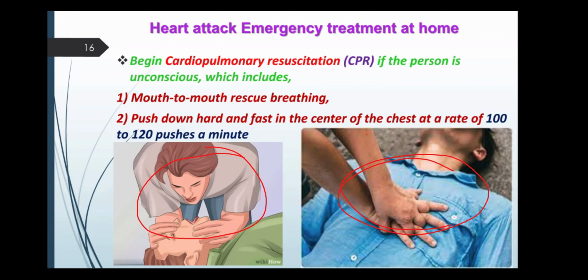And how much pressure and how fast you will apply it: you will give jerks, like 100 to 120 pushes in a minute. In a minute, you have to give 100 to 120 pushes on the chest. In this way, you can restore the breathing and the blood flow of the patient.